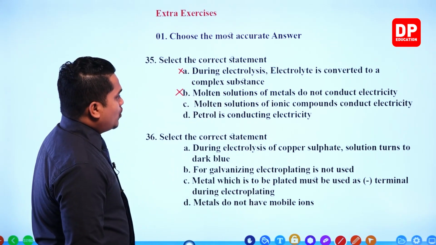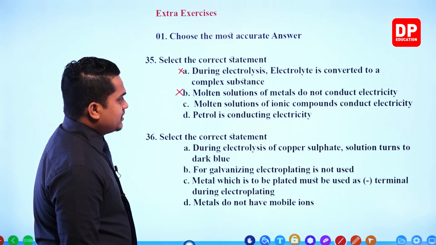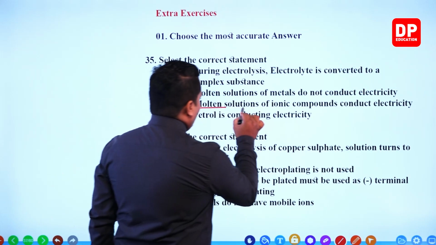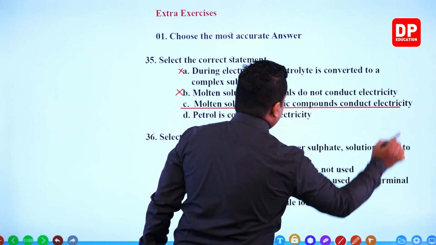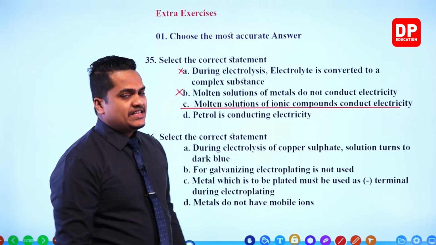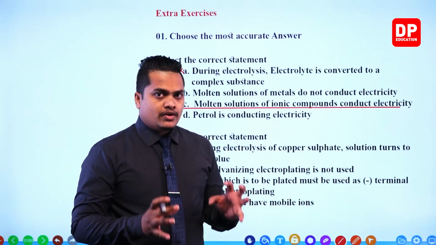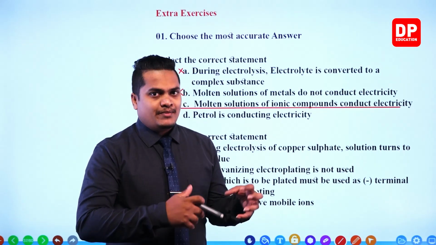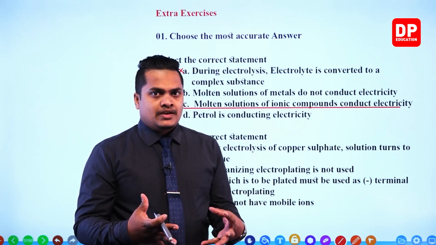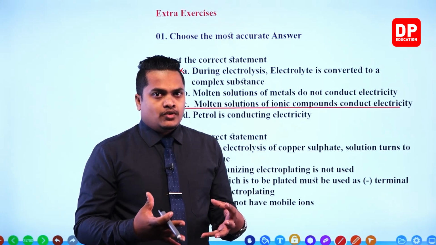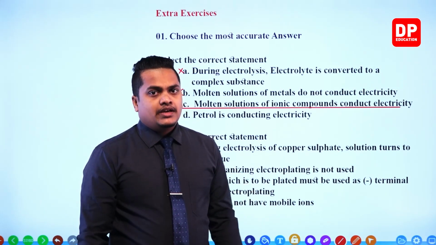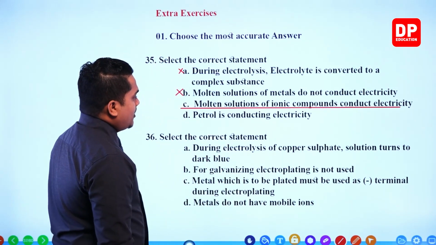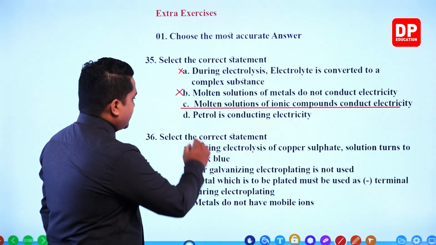Next one, molten solutions of ionic compounds conduct electricity. That is correct, no problem at all. We discussed that when you take an ionic compound, no matter the state of liquid, it can be aqueous or molten, or else a fused solution, it will definitely conduct electricity because of having mobile ions. Next one, petrol is conducting electricity. Once again incorrect.